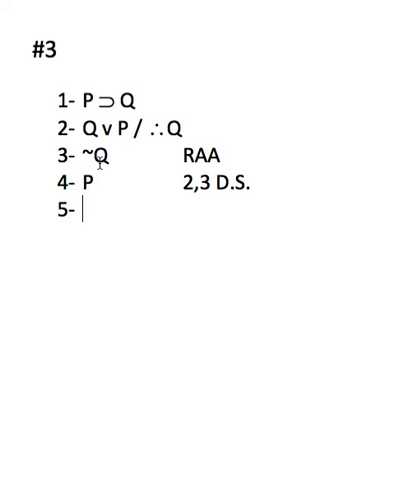Modus tollens. Yeah, we could do modus tollens, and use 3 again. So we could get a negative P. In order to get a negative P, we would use modus tollens. So we would say if P, then Q, not Q, so not P. We would use 1 and 3, and it'd be modus tollens.